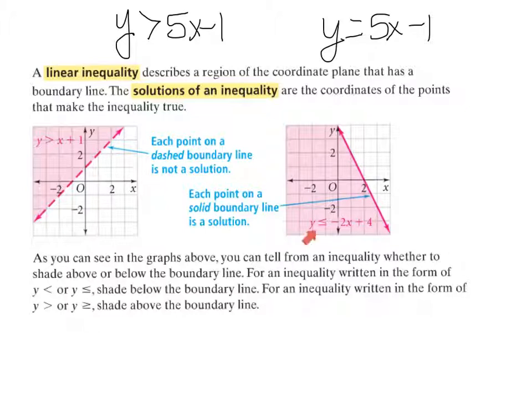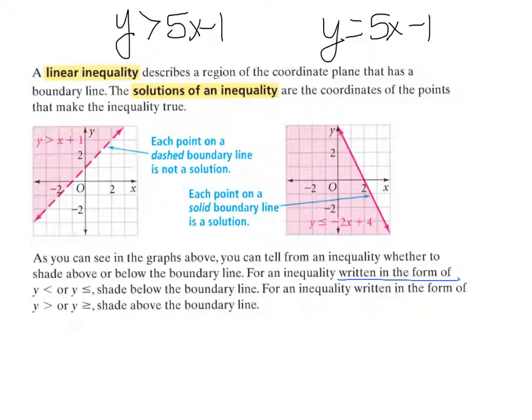So over here we have y is less than or equal to negative 2x plus 4. Because it's equal to, anything on this line would be a solution. So each point on a solid boundary line is a solution. Dashed, not a solution. Solid is a solution. So as you can see in the graphs above, you can tell from the inequality whether to shade above or below the boundary line. This only works when your inequality is solved for y. Make sure you understand that.